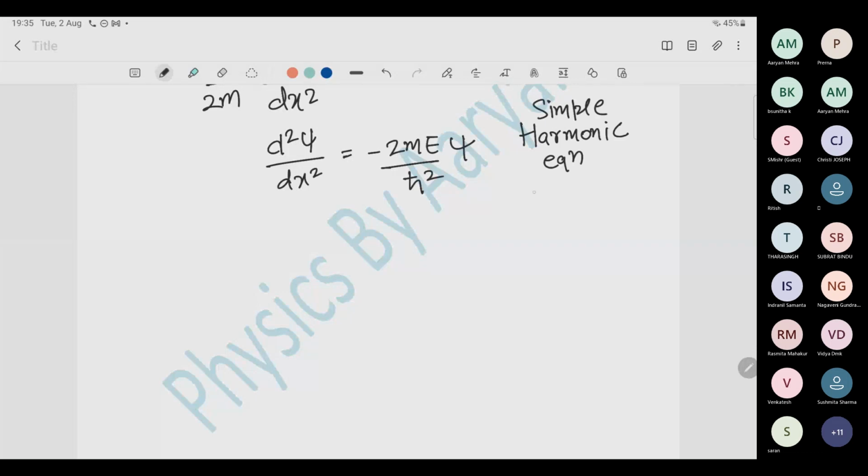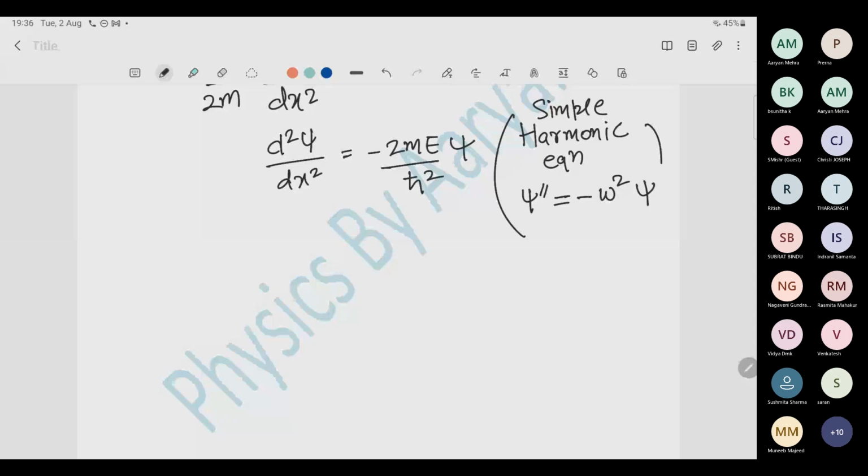Why? Because your double derivative depends upon your function. So if the double derivative of some function depends upon the negative of that function, then you know that it is an equation of simple harmonic motion. Or in simple words, this is a second order ordinary differential equation with constant coefficients.